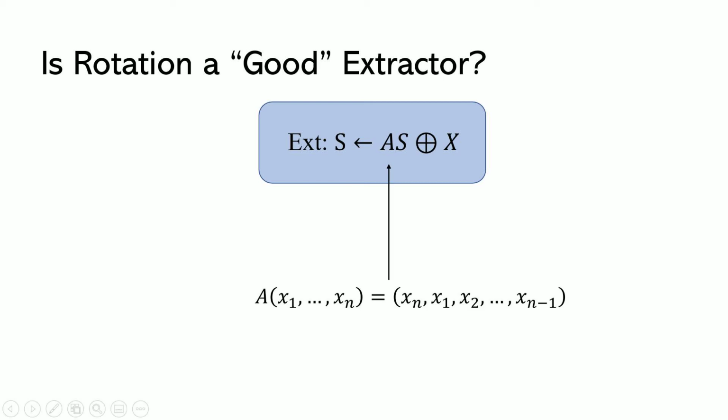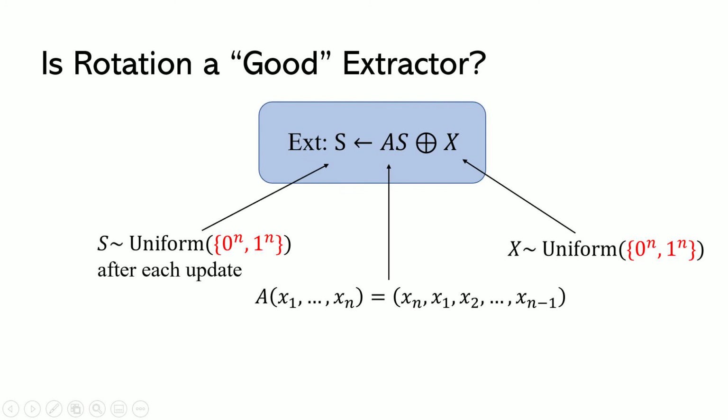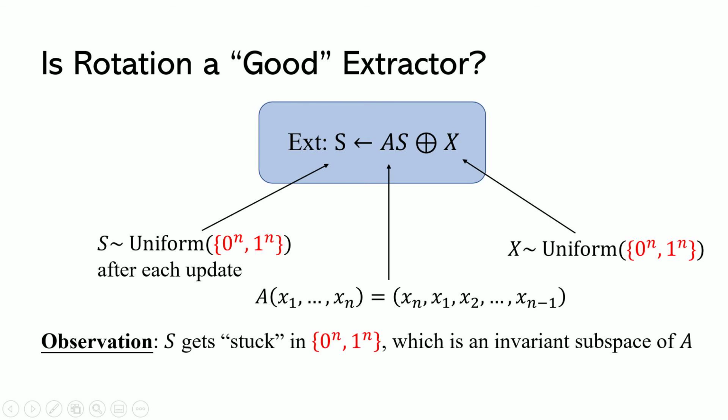Suppose A is rotation by 1, and the input distribution is uniform over all zeros and all ones. Remember that S is initially all zeros, so after the first update, S is all zeros with probability 1/2, and all ones with probability 1/2. So S is uniform over all zeros and all ones after the first update. It's not difficult to see that S remains uniform over all zeros and all ones after each update. So S stays in this little space and can't accumulate more than 1 bit of entropy.